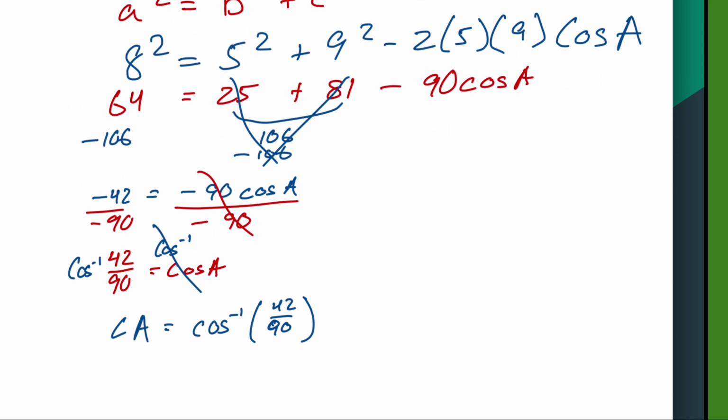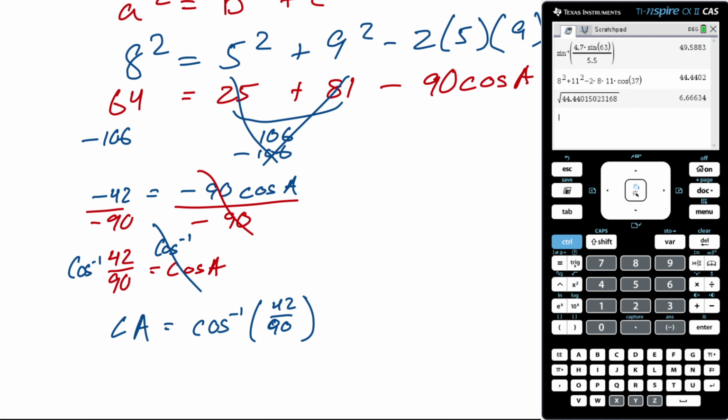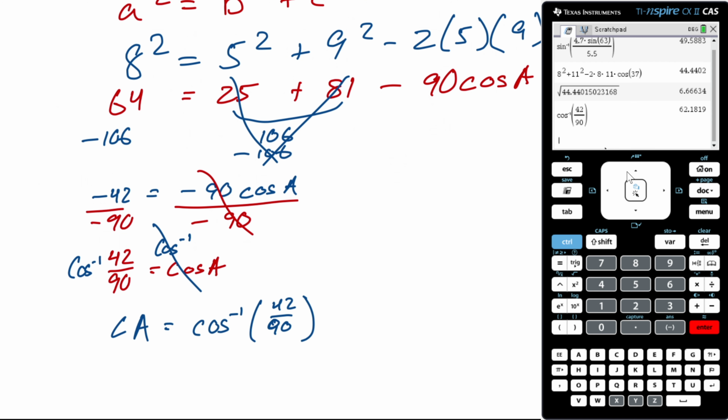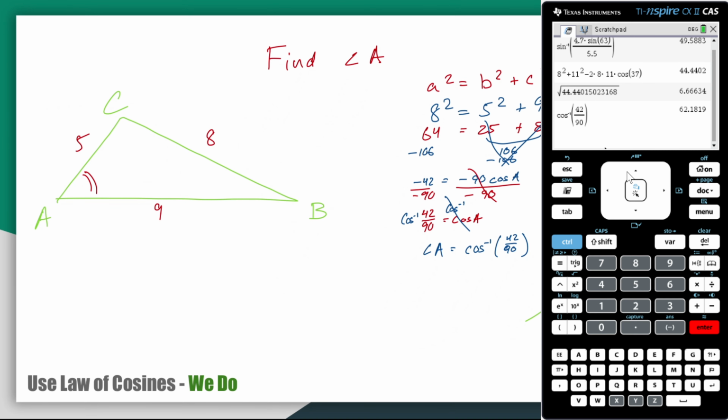Now, I know we could have simplified that, 42 over 90, but because we're going to have an opportunity to just use the calculator, why simplify, right? So I'm going to bring that calculator back, okay? We're going to use the inverse cosine of 42 divided by 90, and we get 62. So the angle A is equal to, we're going to round this to the hundredths here, 62.18 degrees, okay? So that was this angle.